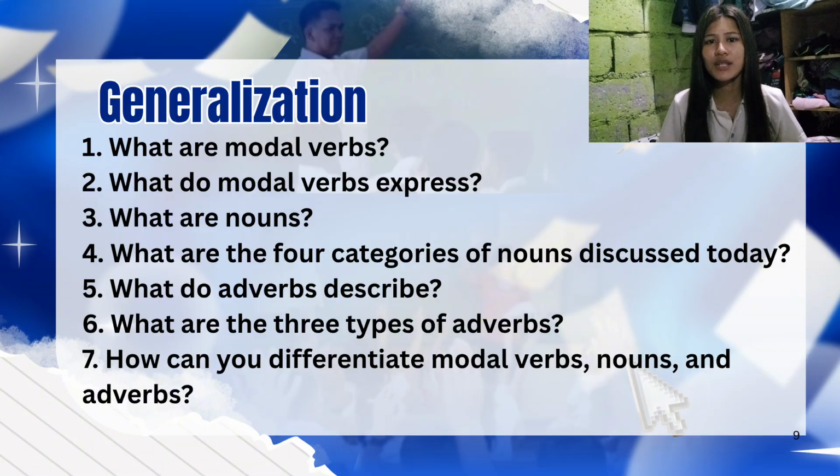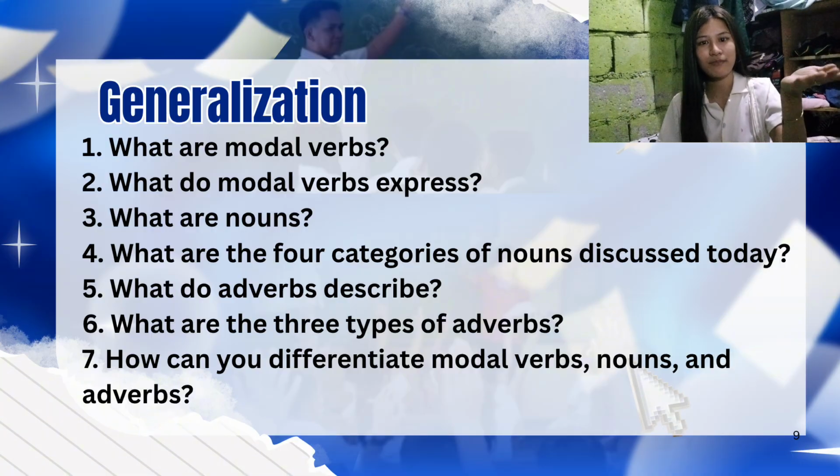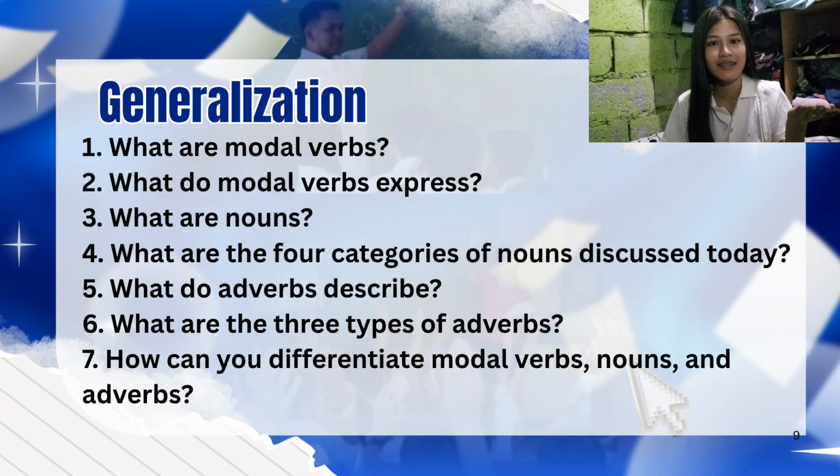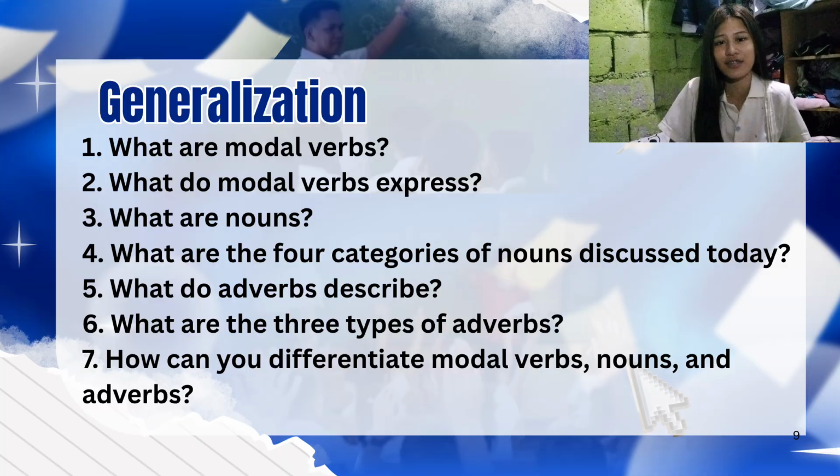How about, what are the 4 categories of the nouns discussed today? Do you still remember? Okay, can you answer that? Okay. So the 4 categories are the person, place, thing, and idea. Okay, very good. So what do adverbs describe? Anyone who can answer this question?